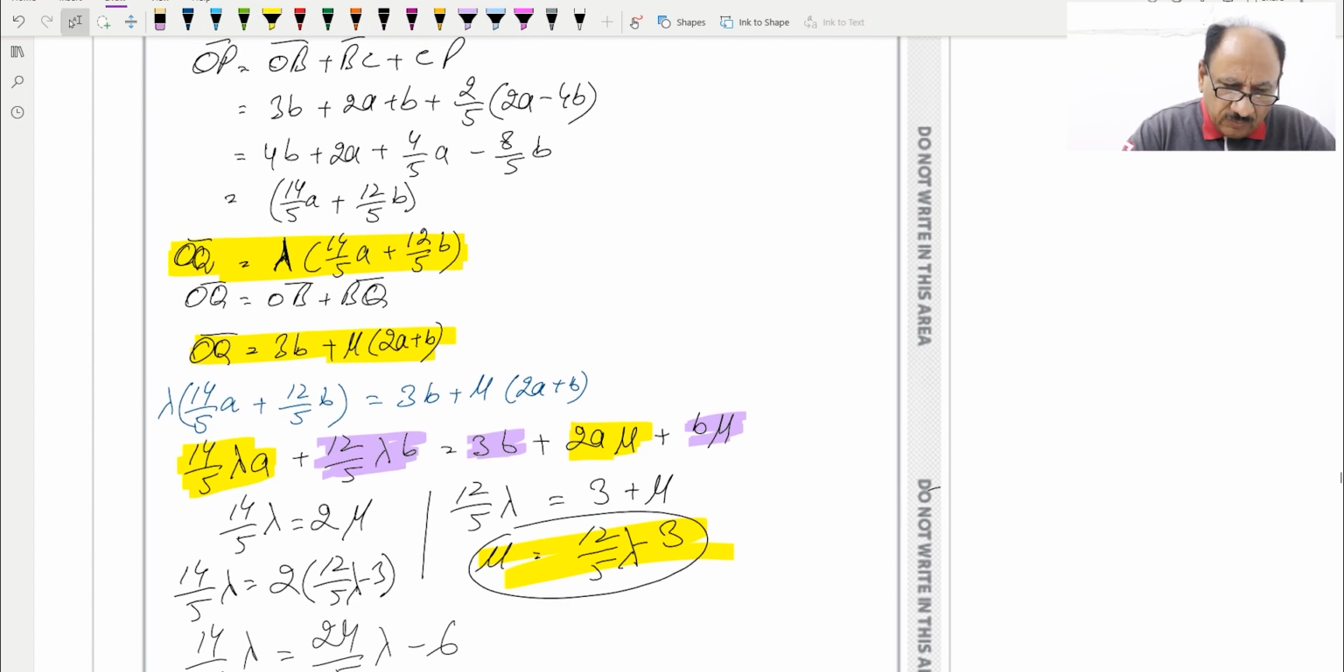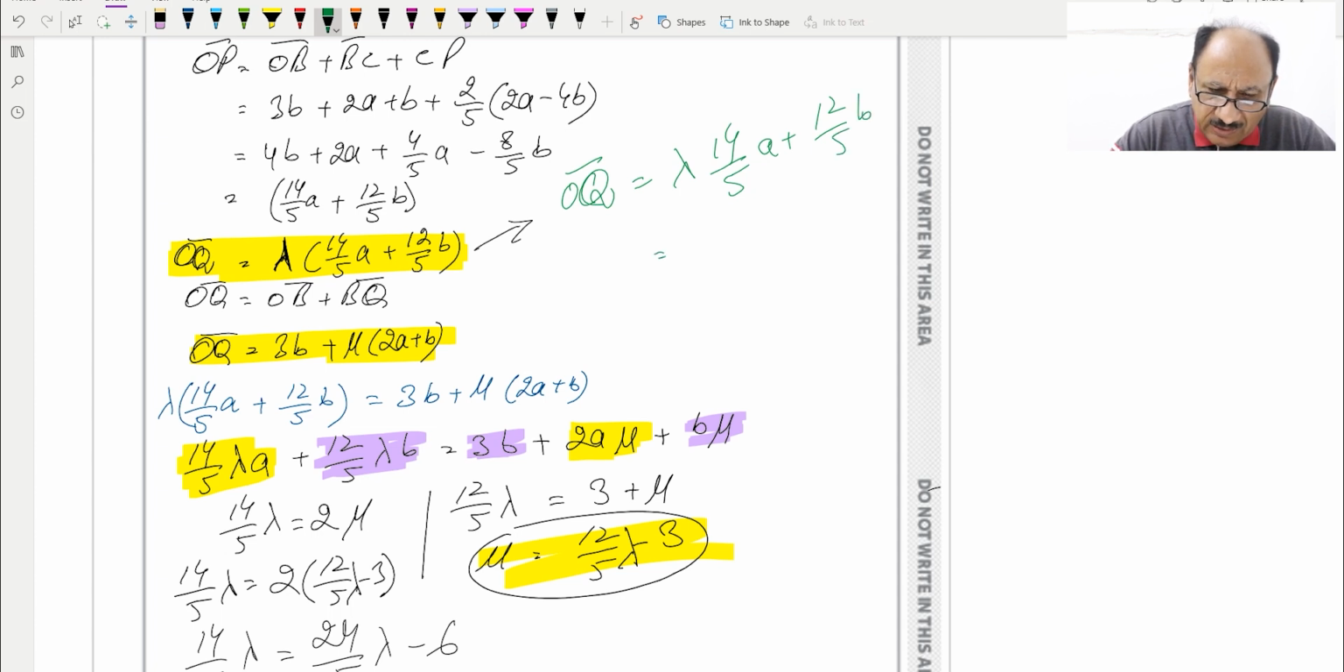In this equation. Which equation? In this equation we can replace. I'm replacing here OQ. OQ is equal to lambda times 14 by 5a plus 12 by 5b. So we will replace lambda with 3.